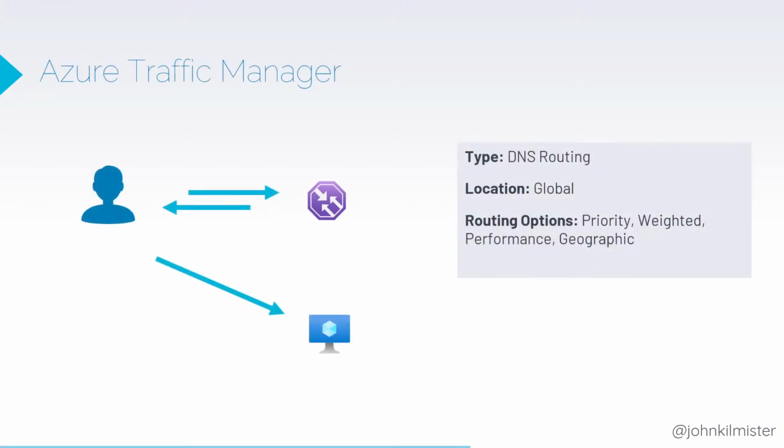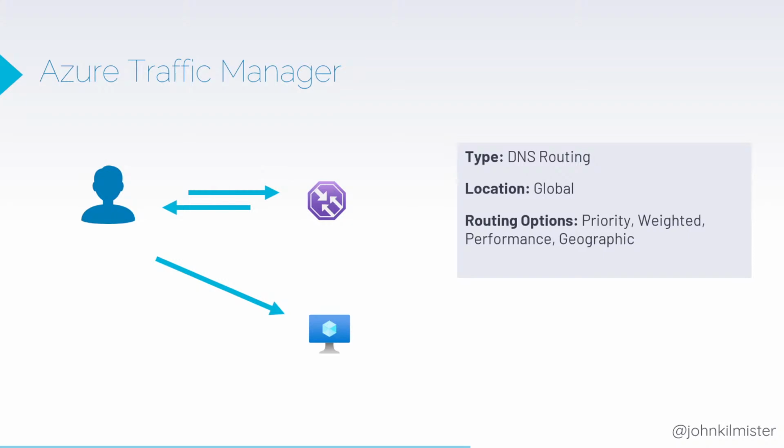Our first option is Azure Traffic Manager. And Azure Traffic Manager isn't a load balancer, it is a DNS routing tool. So you point the user at Traffic Manager. Traffic Manager then decides which server to tell you about. It returns the IP of that server to the user, and that user then navigates to that.